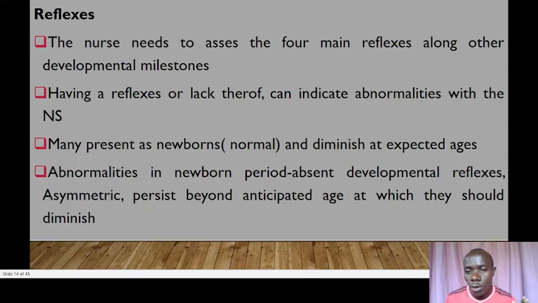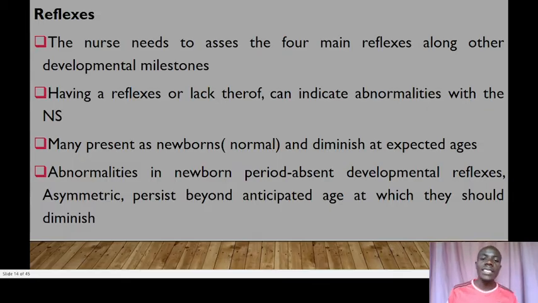When doing this assessment on these developmental milestones, it's also important you pay attention to the reflexes, because the nurse should be able to assess at least 4 major reflexes along the different developmental milestones. Having these reflexes or lacking them could indicate problems with the nervous system. They may be present at birth, which is normal for newborns, abnormal in adults. But these reflexes will also diminish at some expected ages. If they fail to, then that becomes another neurological problem.